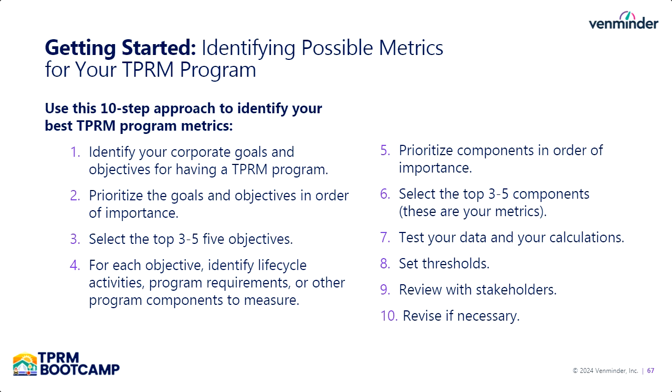All right, so you are probably wondering at this point, how do I identify the data points that I need to develop and measure for these program metrics? So we're going to go through this in a little bit more detail, but let me just outline the process for you. The first thing we're going to do is think about and identify our organizational or corporate goals for having a third-party risk management program or function in the first place. Then we're going to prioritize those goals and objectives in order of importance.